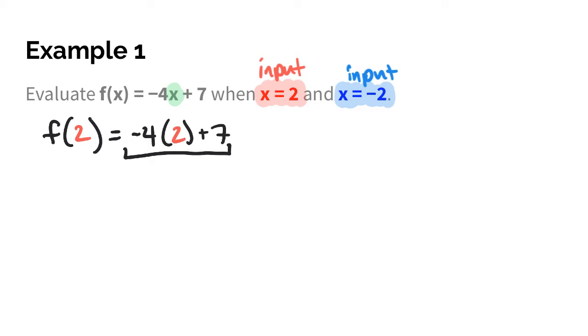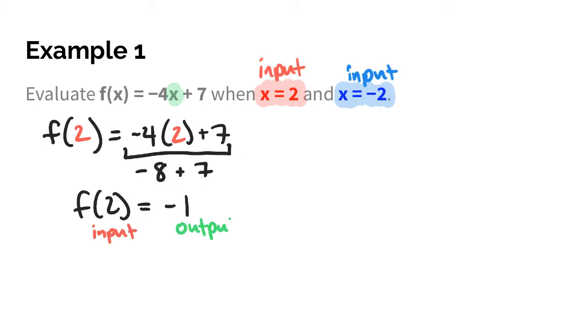Negative 4 times 2 would give me negative 8, plus 7 would give me negative 1. So when I plug in my input of 2, what I get is negative 1 out of it. This right here is my input, and this is my output, okay? What we might be familiar with is instead of writing in function notation, we would normally see this as (2, negative 1), where again, 2 is my x and negative 1 is my y.